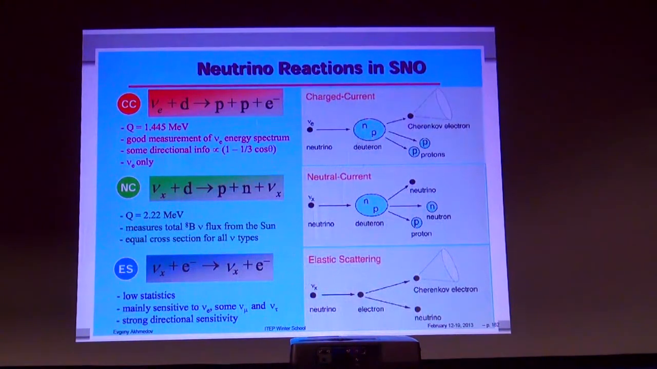And for this, we need to know the value of the total flux of neutrinos coming from the sun. And there was a third reaction in which both neutral current and charged current are involved, and the electron neutrinos at these energies give about 6 times bigger contribution than neutrinos of other flavors.